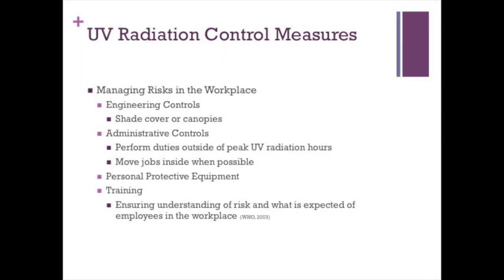Other things that can be done to manage risks of UV exposure within the workplace include engineering controls, administrative controls, personal protective equipment, and training. Engineering controls that can be taken include shade cover and canopies. Administrative controls include performing duties outside of peak UV radiation hours and moving jobs inside when possible. We have already discussed extensive personal protective equipment precautions that can be taken within the workplace. Finally, training ensures understanding of risks and what is expected of employees in the workplace, which is what we're doing now.